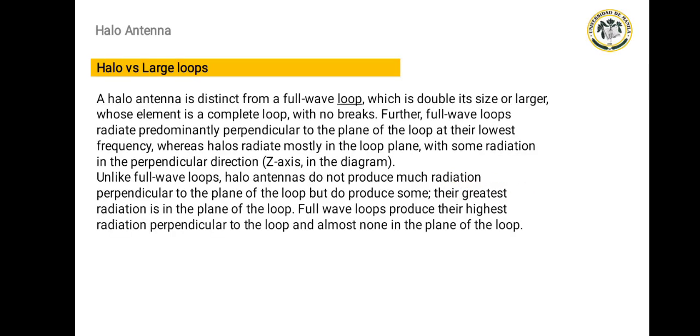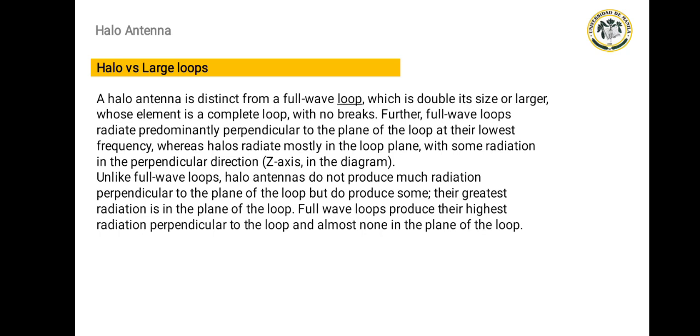Next is halo versus large loops. A halo antenna is distinct from a full wave loop, which is double its size or larger, whose element is a complete loop with no breaks. Further, full wave loops radiate predominantly perpendicular to the plane of the loop at their lowest frequency, whereas halos radiate mostly in the loop plane, with some radiation in the perpendicular direction.